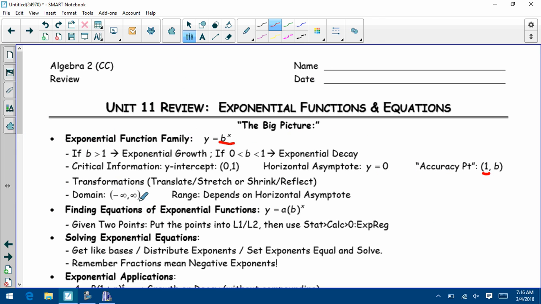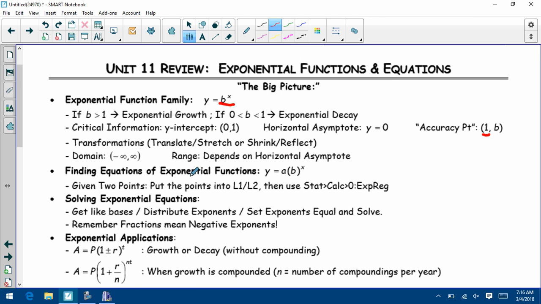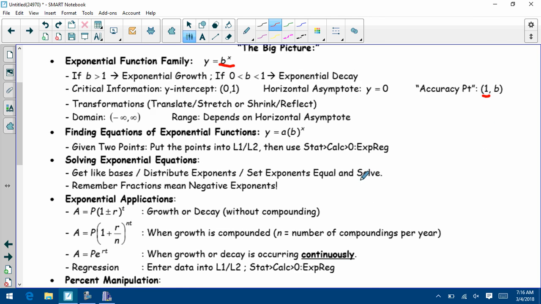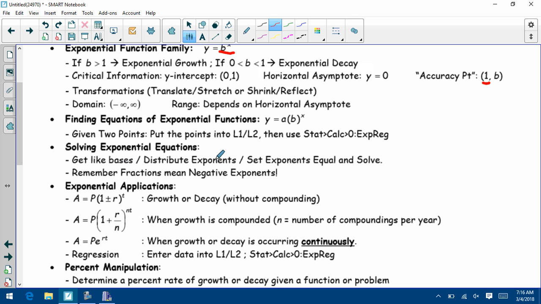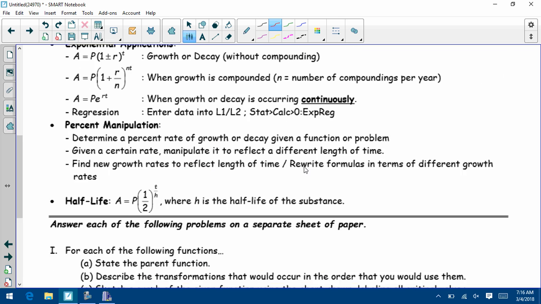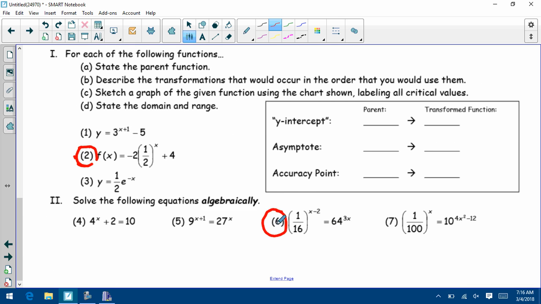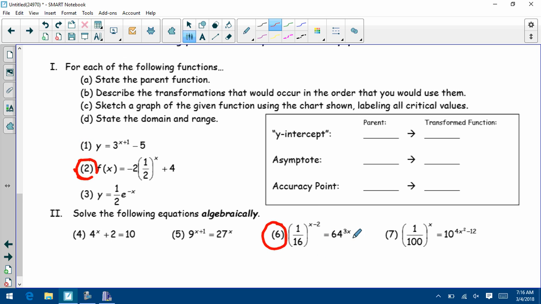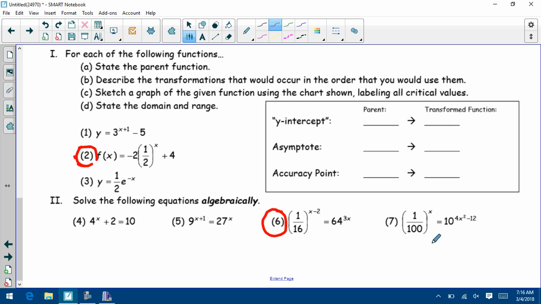Okay, next up we had exponential equations. That's just the L1, L2 thing. We did one of those. Solving exponential equations, getting like bases. Don't forget to distribute the exponents. Fractions just mean there's a negative exponent. So I don't really want to go exactly through this one, but when I look at something like 6, I know there's a negative exponent involved. What would be the common base? Well, 2 and 4 are both right, actually. You could use 4 to the negative second equals 4 cubed, or you could do 2 to the negative fourth equals 2 to the sixth. Either way, but I think you got how to do those.